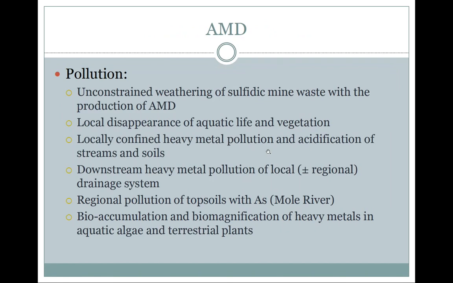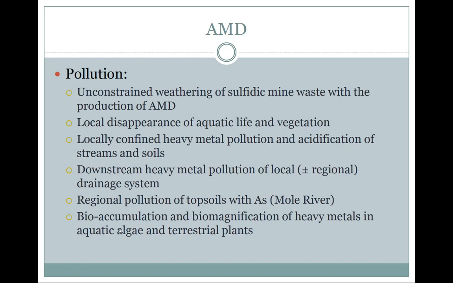So how does this happen? It's the unconstrained weathering of sulfidic mine waste that produces the AMD. What happens is we get the local disappearance of aquatic life and vegetation. We get locally confined heavy metal pollution and acidification of streams and soil. These plumes progressively reduce as we move further away. We might get regional pollution of topsoils, like arsenic near the Mole Tablelands.